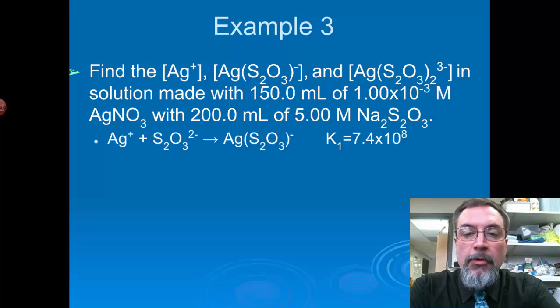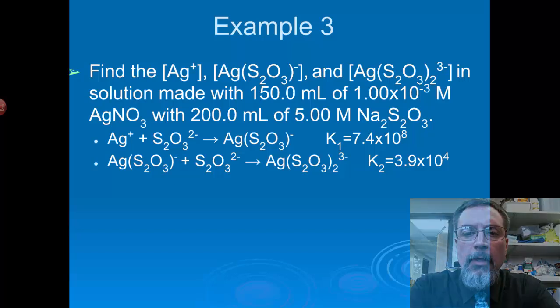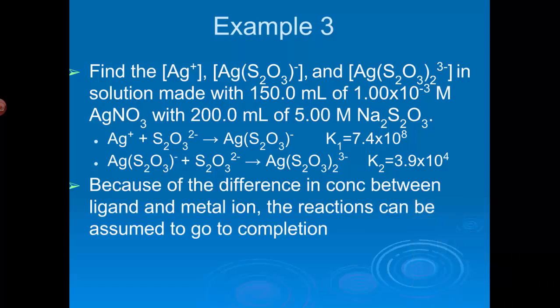So the first one is going to associate, and that has a K value of 7.4 times 10 to the 8th. And then once I have one on there, I can associate a second one on there, and that has a K value of 3.9 times 10 to the 4th. Okay? So what I want to do is, using that information, I want to figure out what's the concentration of silver ions, the monosubstituted silver thiosulfate, and the disubstituted silver thiosulfate. Okay? So I've got a very high concentration of the thiosulfate ion, and so because of that, I'm going to try to use up all the silver.